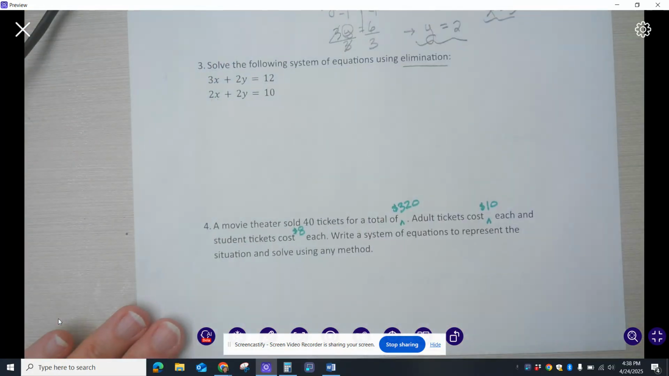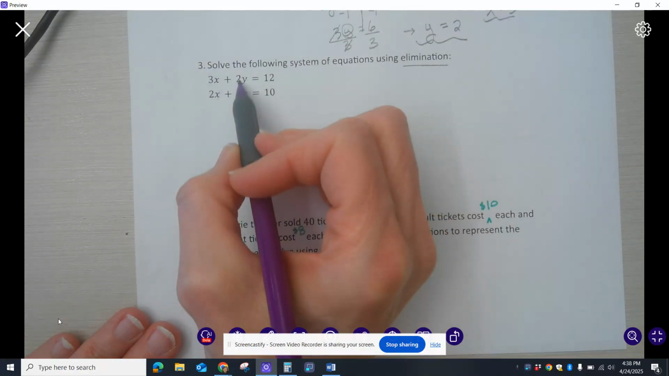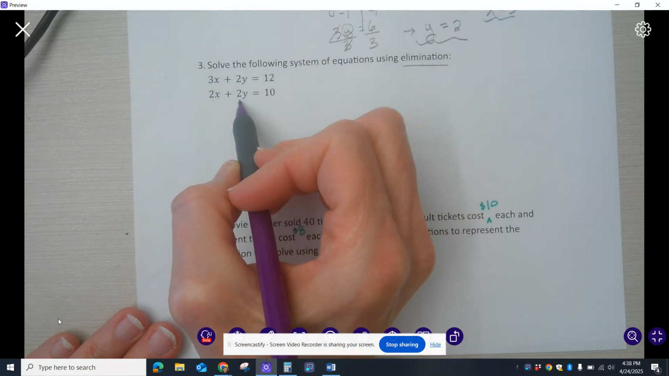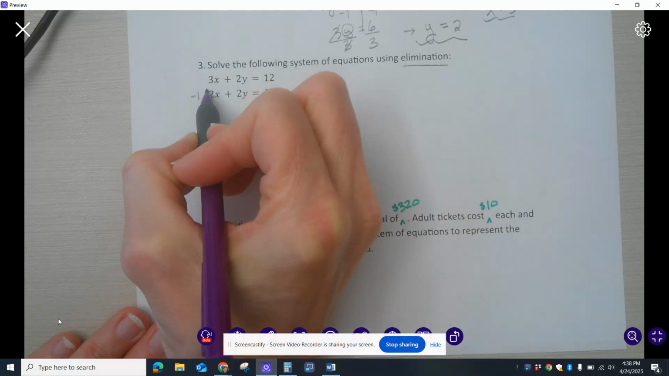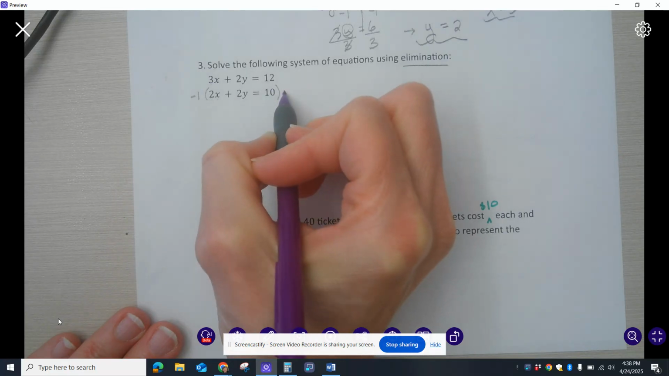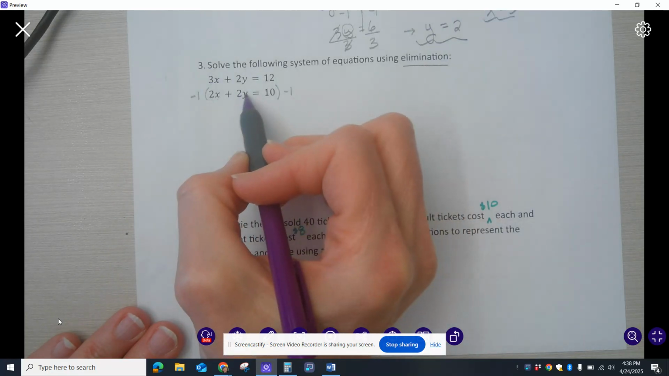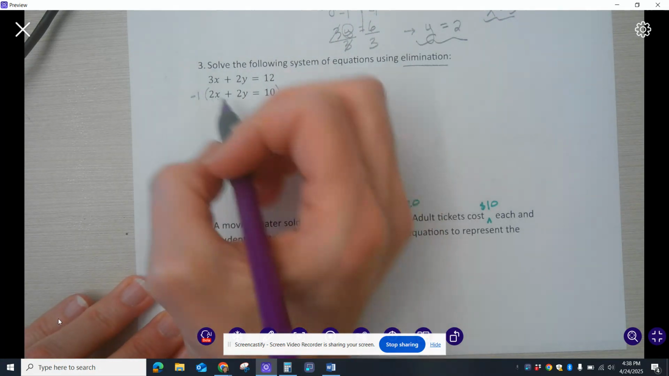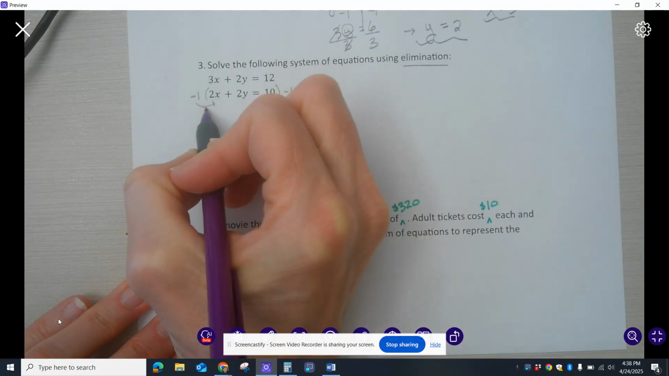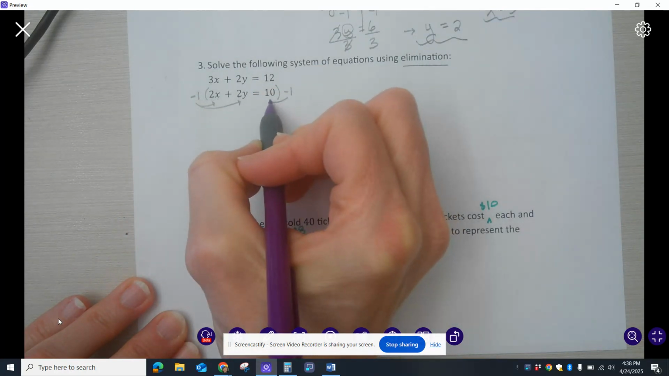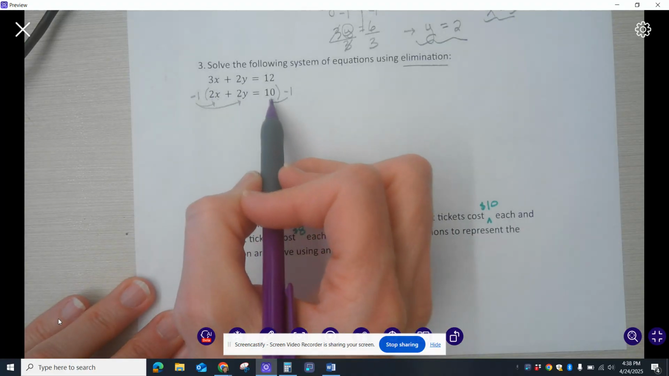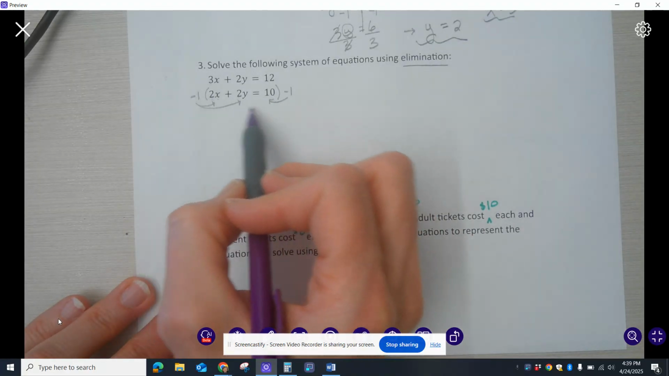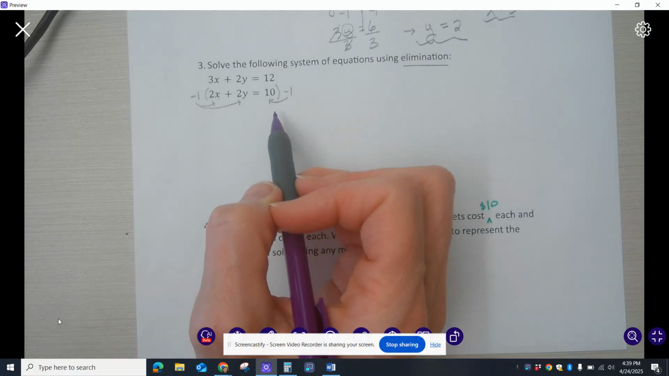What I would choose for this one is to make opposites right here on the y variable, because if I simply multiply one of my equations, I'm going to choose the second one, by a negative, this will become negative 2, and positive 2 and negative 2 are the opposites. So remember, when you decide what you're going to multiply by, you need to multiply it in 3 places. So don't forget to write these distribute arrows in 3 places.